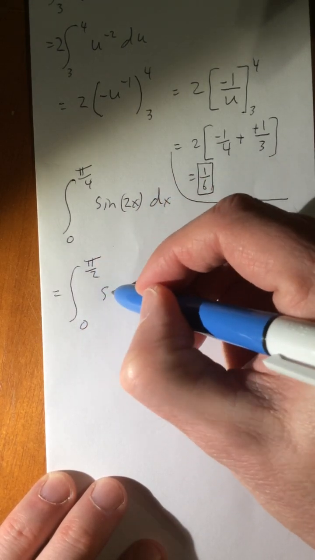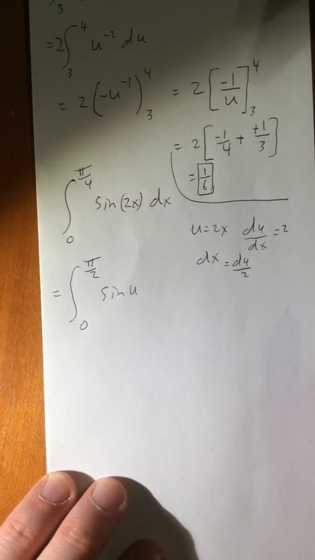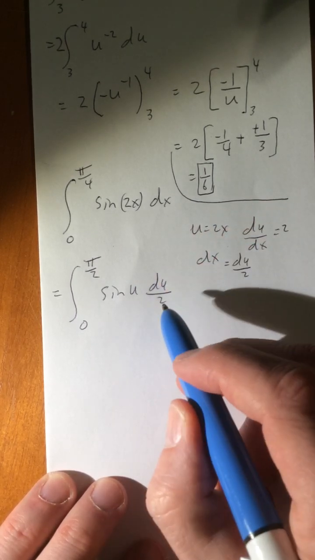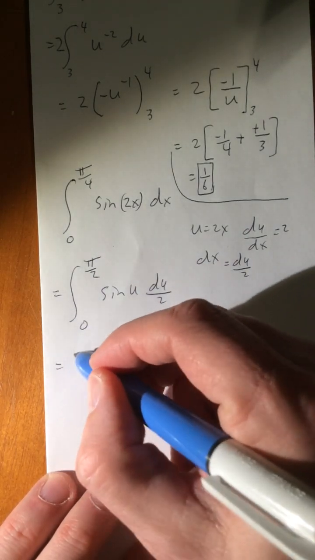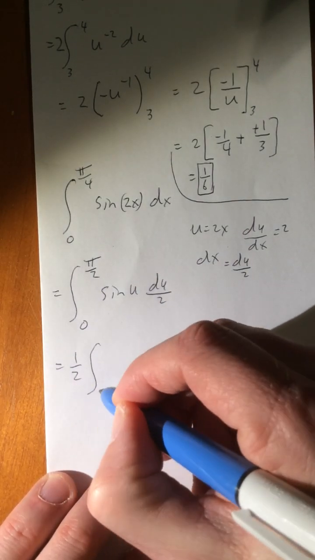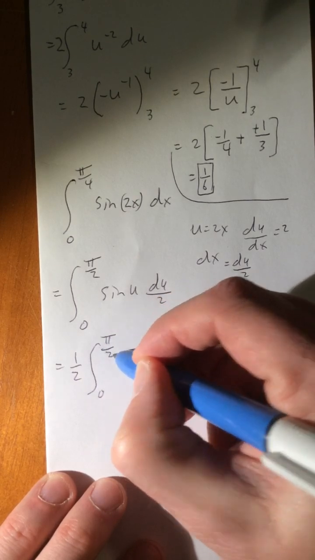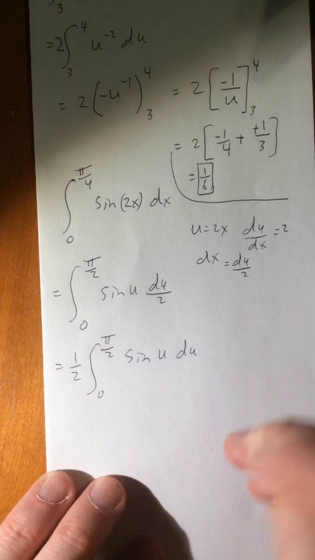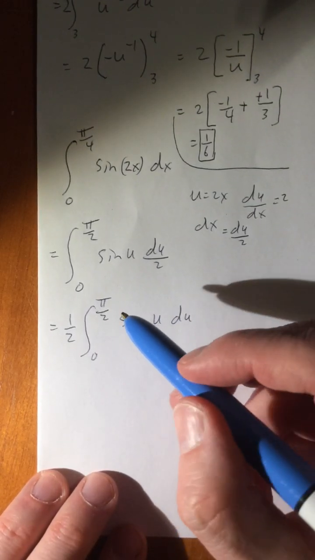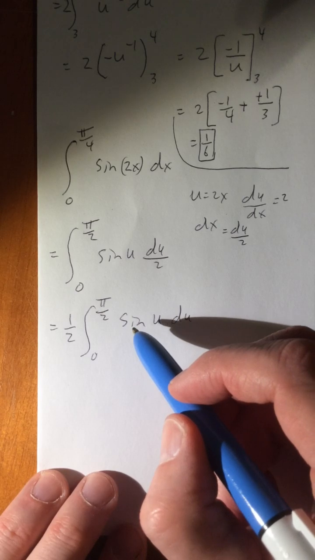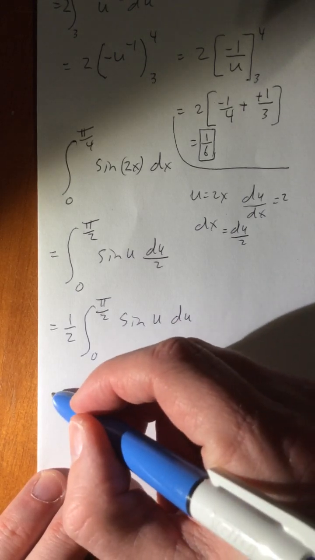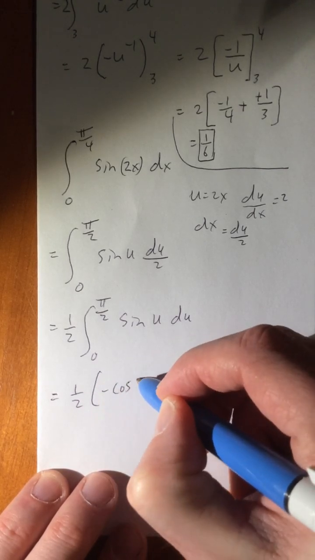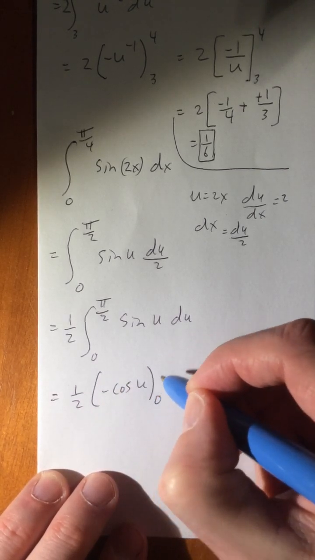And here we have the sine of u and du over 2. Kick the 1/2 on the outside. So we got 1/2, 0 to pi over 2, sine of u du. Okay, then we ask ourselves, what is this the derivative of? And this is the derivative of negative cosine. So this is 1/2 negative cosine of u on 0 to pi over 2.